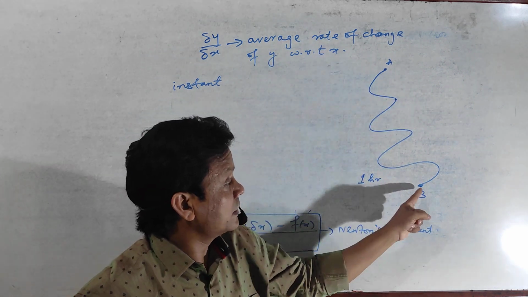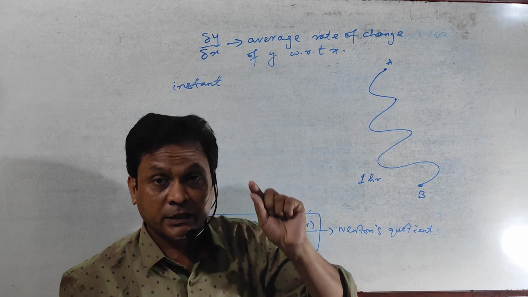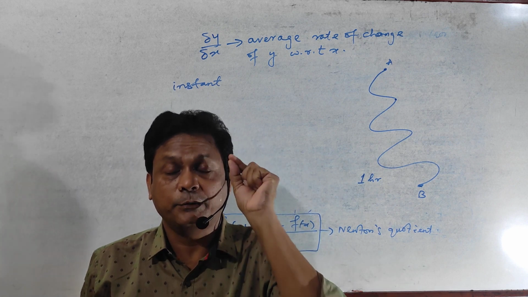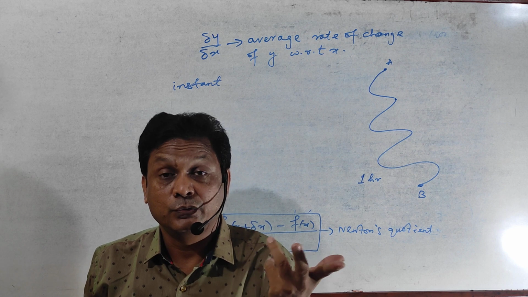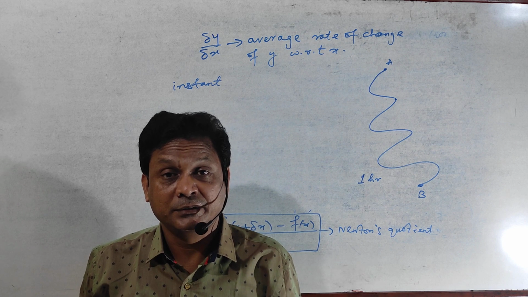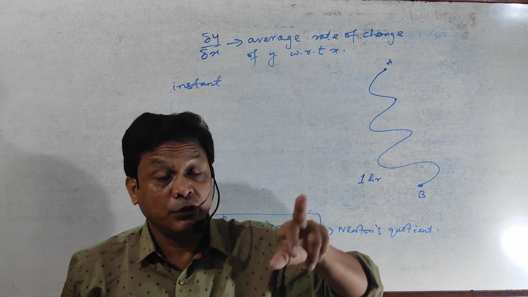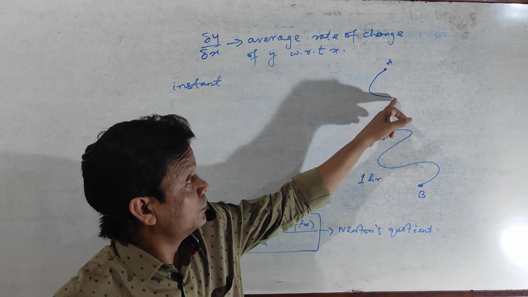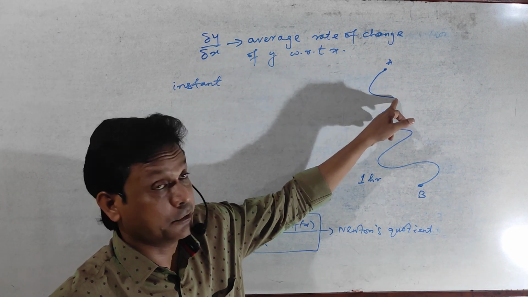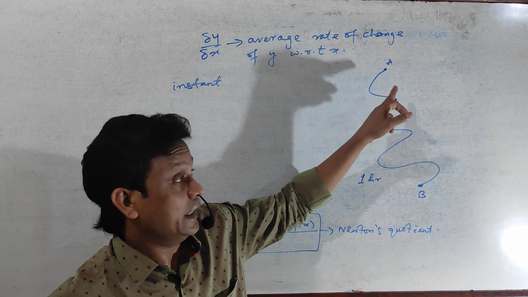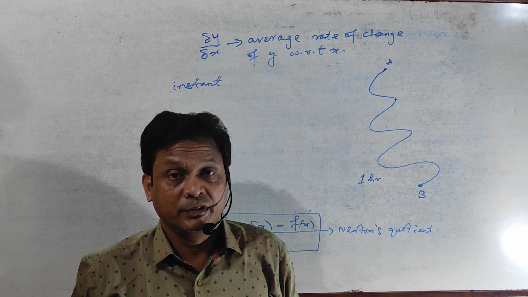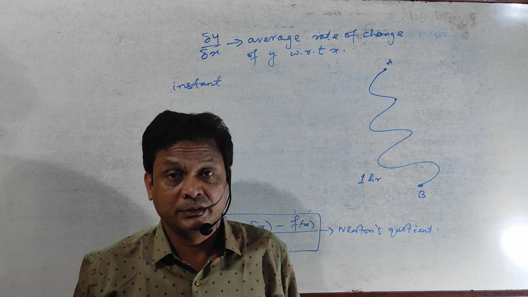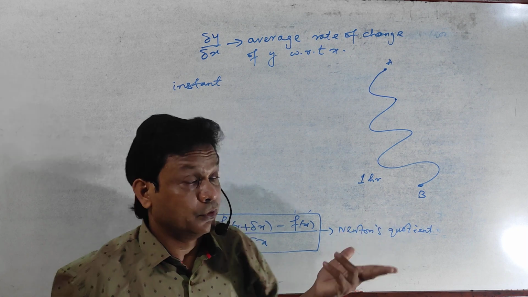Average means total distance by total time, and instantaneous means at a particular point or at a particular time. At 10:15, what was your speed? That means at 10:15, where are you? Where is your bike? At this point, for example, and at this point, what is your speed? It is not 50 km per hour. So, how to find out?